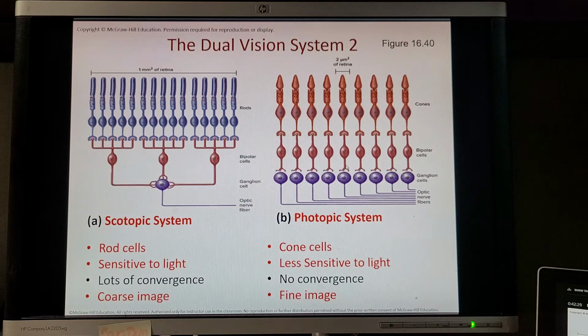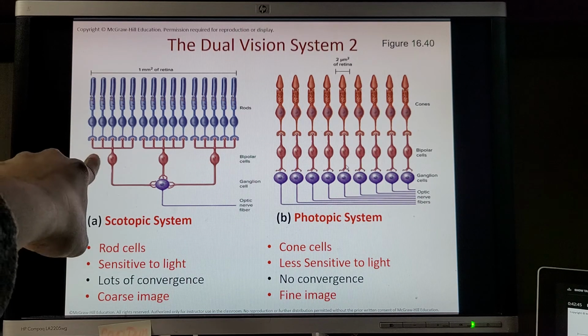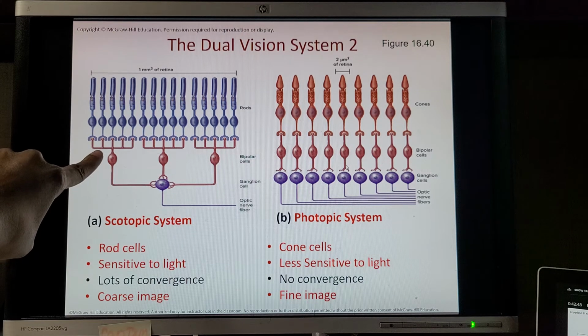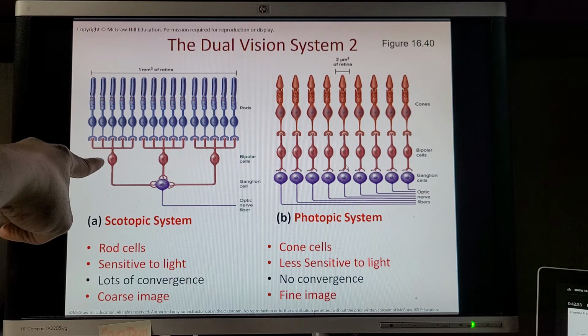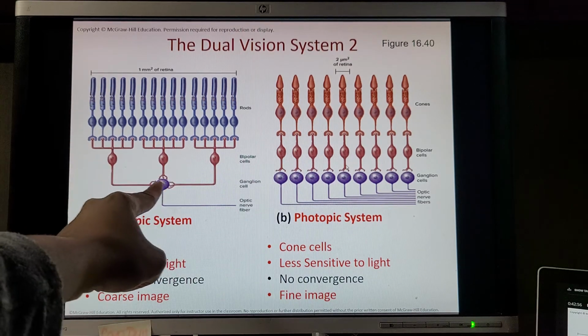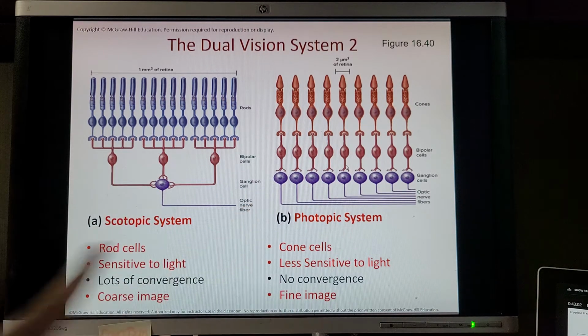With our two systems, the number of bipolar and ganglion cells that are synapsed onto is determined by the type of photoreceptor. For our rod cells, multiple rod cells are going to synapse onto one bipolar cell. One bipolar cell is going to synapse onto one ganglion cell, and then all of that information is sent onto the optic nerve into the brain.